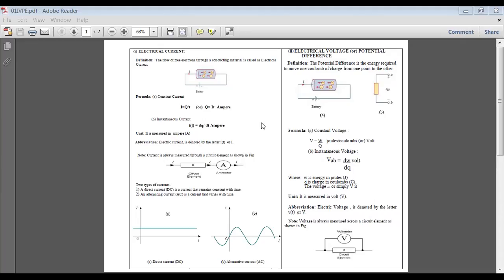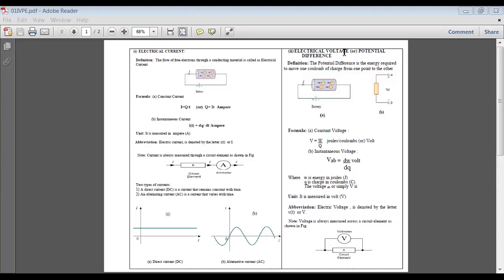Two types of currents we have. One is called a DC current. A DC current is a current that remains constant with time. The second one, alternating current, is a current that varies with time. You can see the graphs, the difference between a DC current and an alternating current. And this is what we have about current.